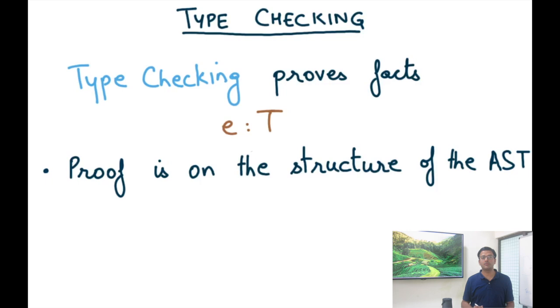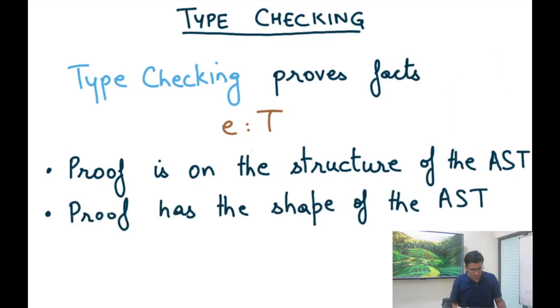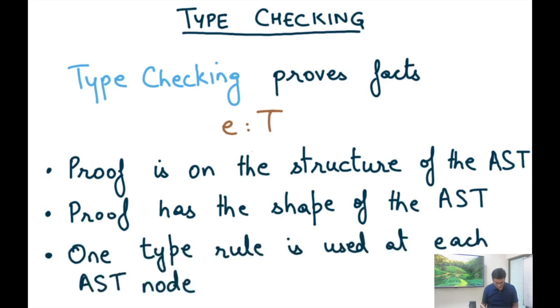So, for example, when we asked what is the type of 1 plus 2, we formed an abstract syntax tree which looked like plus with children 1 and 2. Then we said 1 is of type int and 2 is of type int using the int rules, and from there we derived that 1 plus 2 is of type int. Notice that the proof has the same structure as the AST. We first find the types of the leaf nodes, and then move upwards. Because the proof is on the structure of the AST, it also has the same shape as the AST.